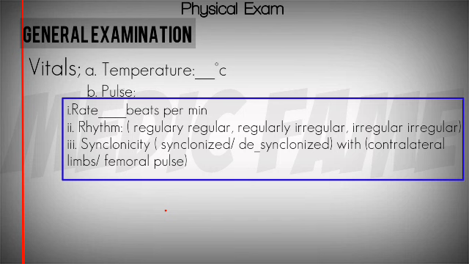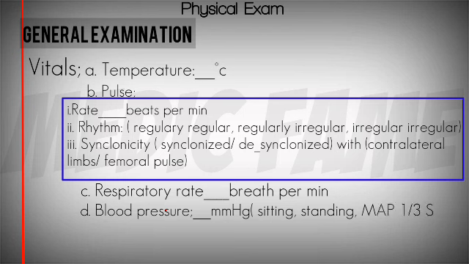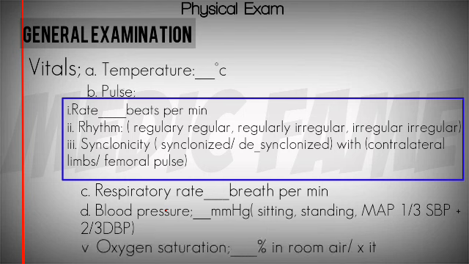Third, we should measure the respiratory rate, which is recorded in breaths per minute, and also the blood pressure, which is recorded in millimeters of mercury, lying or sitting, and we should also measure the mean arterial pressure. And also we should measure the oxygen saturation, whether on room air or on oxygen.